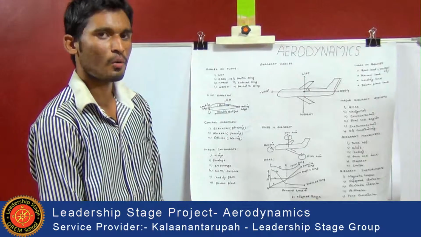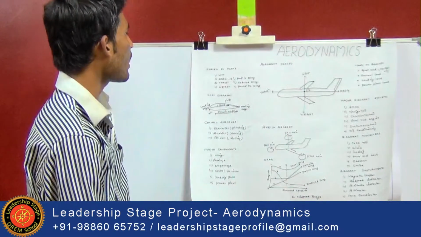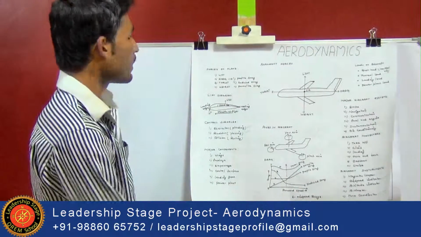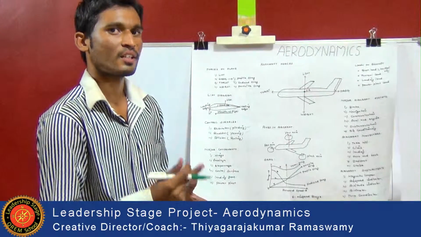Now we are going to see about aerodynamics. Before that, let me see what the basic concepts behind an airplane are. First of all, let me see what forces act on the airplane. In general, an aircraft flies under the influence of four forces: lift, drag, thrust, and weight.